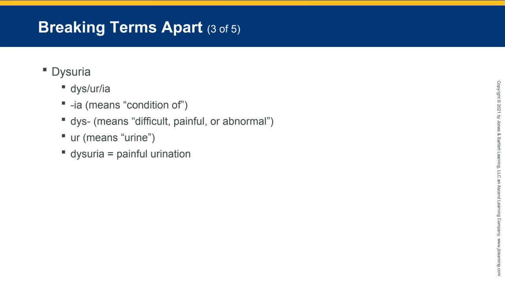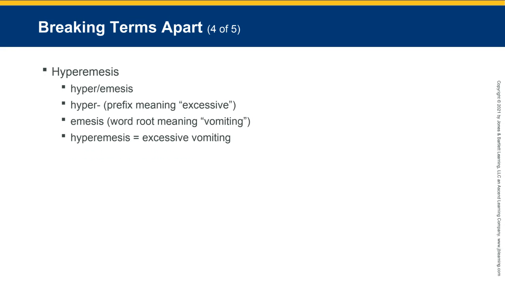Dysuria. Ia means condition of. Dys means difficult, painful, or abnormal. Ur means urine. Dysuria, painful urination. Hyperemesis. Hyper, prefix meaning excessive. Emesis, word root meaning vomiting. Hyperemesis is excessive vomiting.